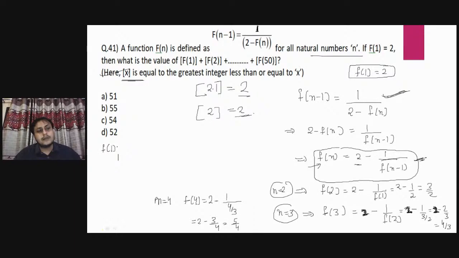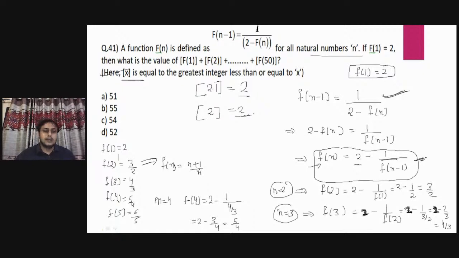F1 is already given, F1 is 2. F2 is 3 by 2. F3 is 4 by 3. F4 is 5 by 4. Now we can directly find the value of F5, so F5 should be 6 by 5. So the general form of this is Fn equals n plus 1 by n.